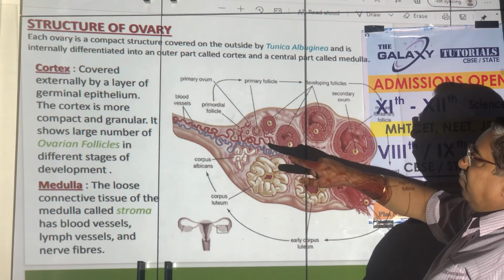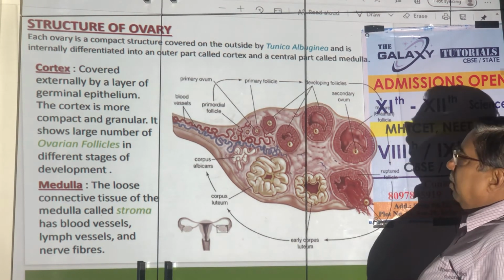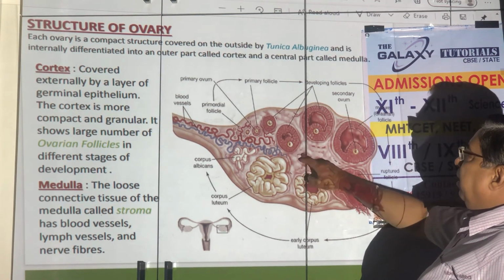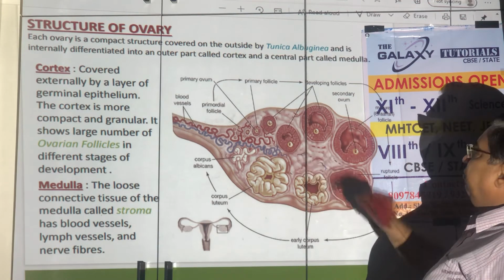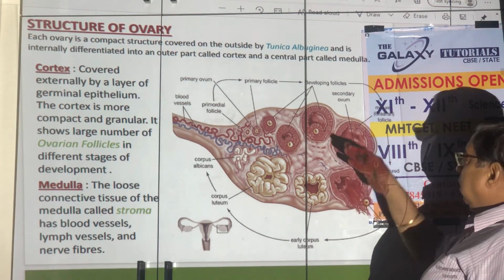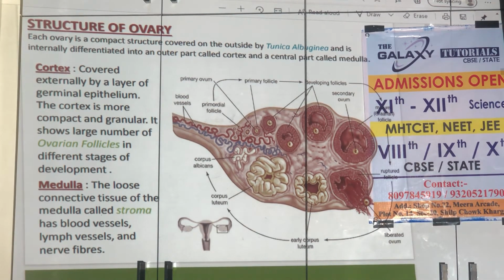We will see it in the next diagram, but there is a layer of germinal epithelium below, and ovarian follicles develop. You can see they are all developing in various stages. The medulla is this loose part, called stroma. It has blood vessels, nerves, and lymph vessels. Ovulation, or release of the ovule, will occur. It will break through the cortex also.